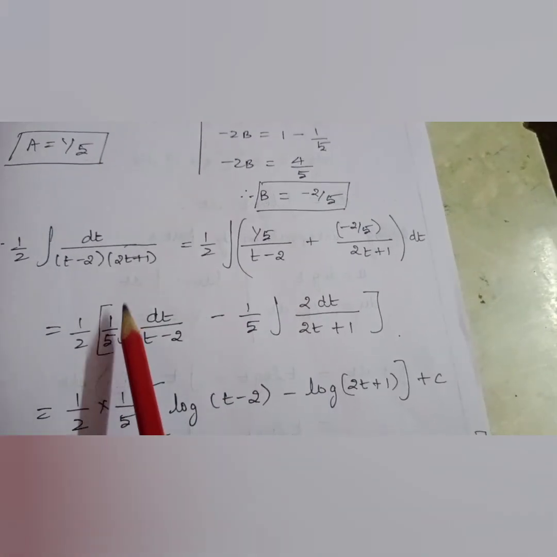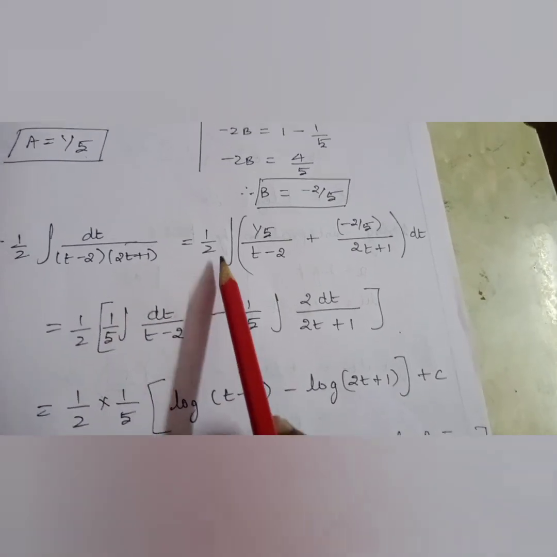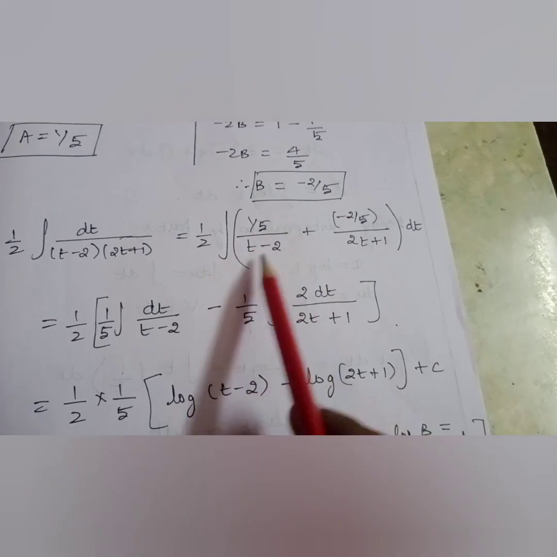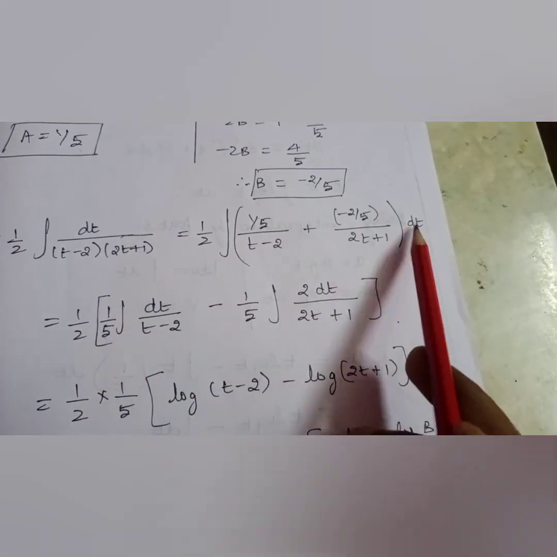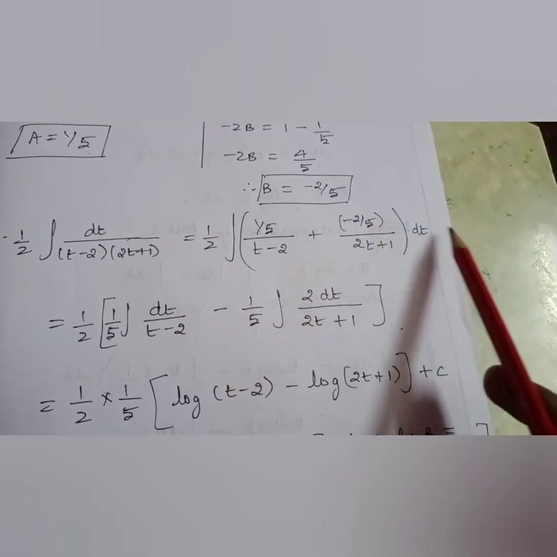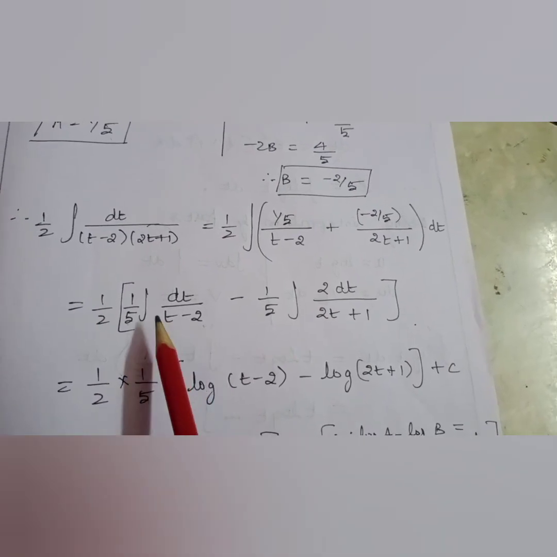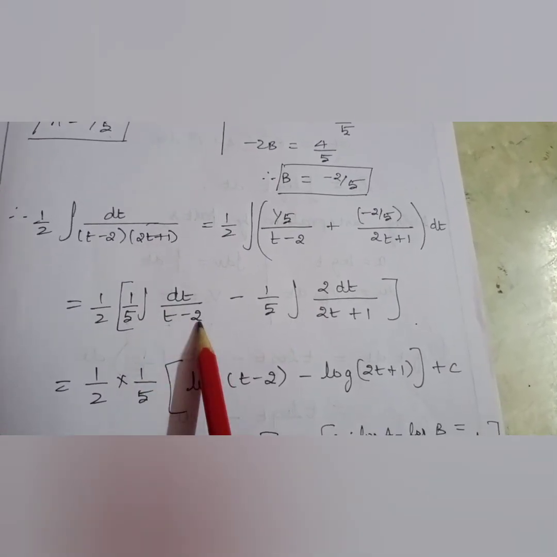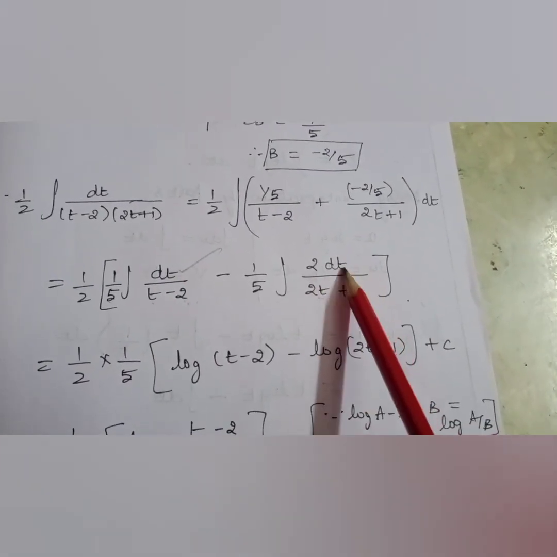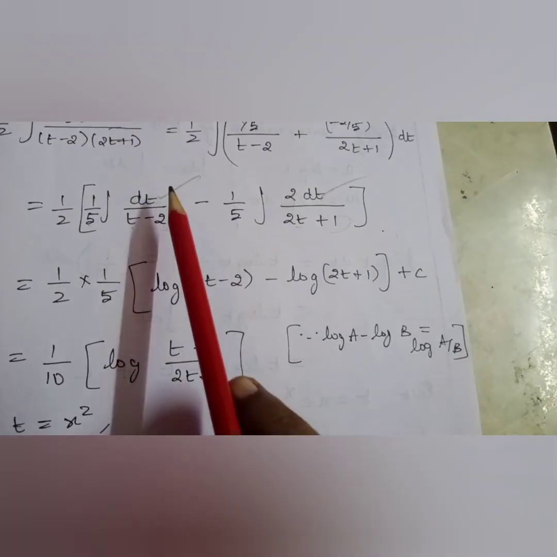I am individually splitting the integral, taking the 1 by 2 common outside. I will split the integral for the first term: 1 by 5 I can take as the common thing and write it outside. 1 by 5 integral dt by t minus 2 minus, again here also 1 by 5 integral 2 dt by 2t plus 1. Now if I differentiate t minus 2, I will get dt, since differentiating 2 gives 0. Here, when I differentiate 2t plus 1, I will get 2 dt, since differentiating 1 gives 0. So when I differentiate the denominator, I get the numerator.